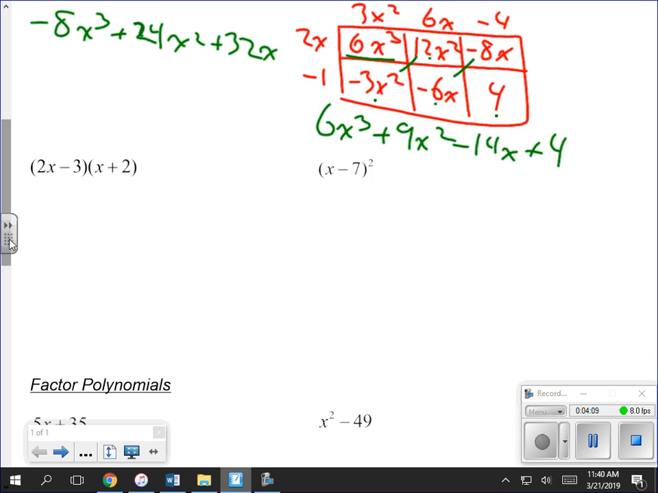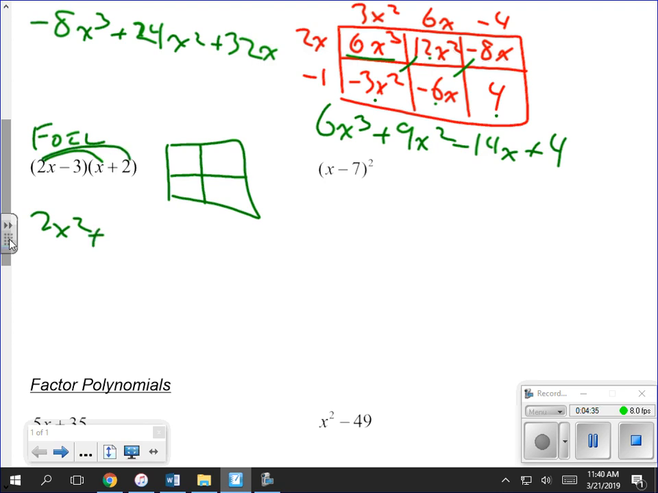Now, on this next one, 2x minus 3 times x plus 2, I can either do the box again, set up a 2 by 2 box and do that, or I can use the FOIL method, and I'm going to use the FOIL method on this one. F for first terms, 2x times x, 2x squared. O for outside terms, 2x times 2 gives me 4x. I for the inside terms, negative 3 times x, negative 3x. L for the last terms, negative 3 times 2 is negative 6.